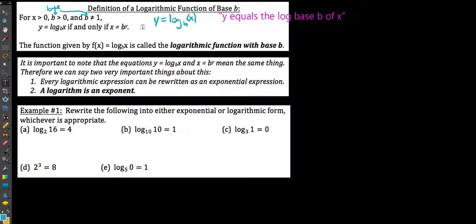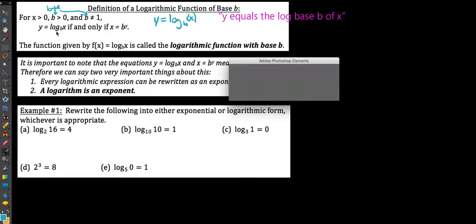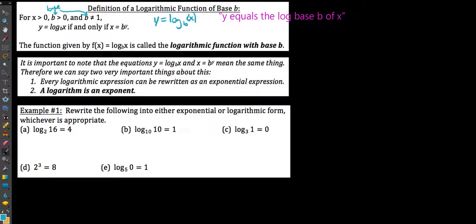Now, what I want to do first is look at how these two statements are related to one another, because these two statements mean the same thing. So we're going to talk about a technique for rewriting from logarithmic form into what we call exponential form.